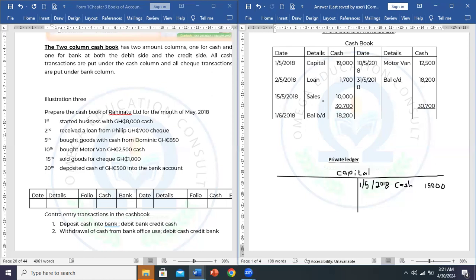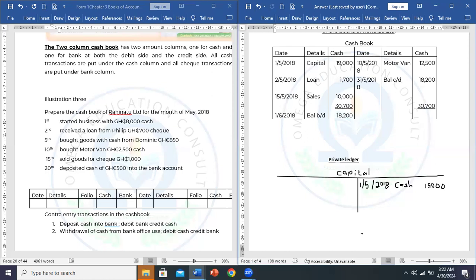Is it going to be in the sales ledger? Are you sure about that? The sales ledger keeps account of what? Debtors, right? Good. So sales will go into the general ledger because sales account is not a debtor. So sales account will go to the general ledger.